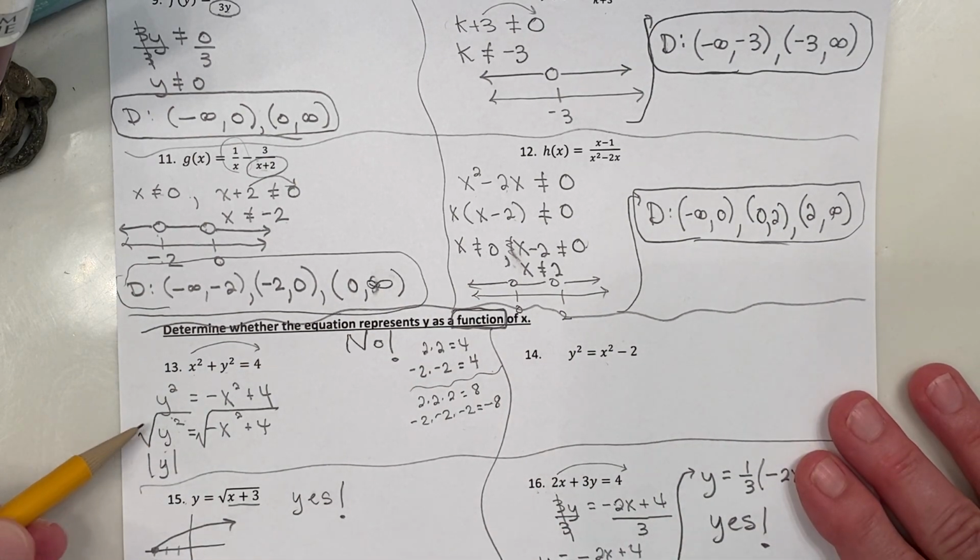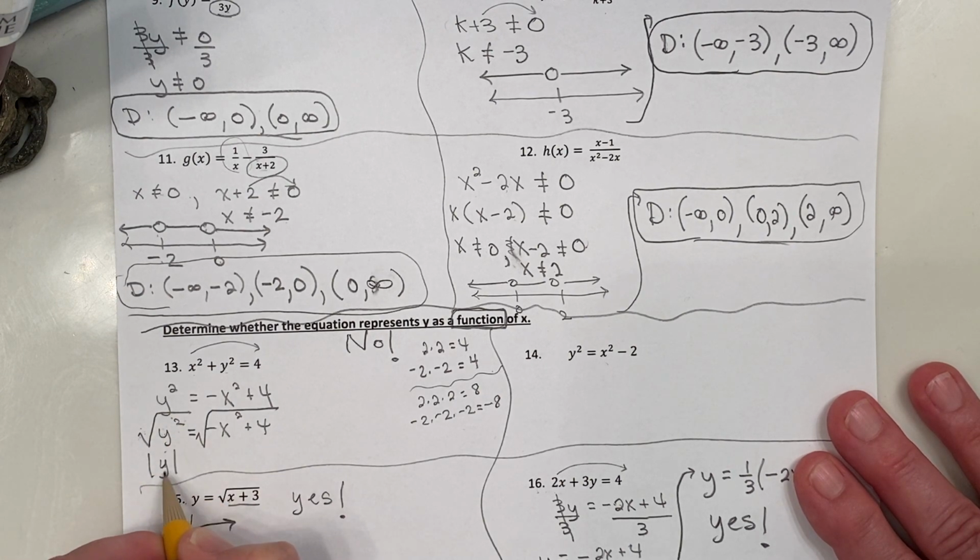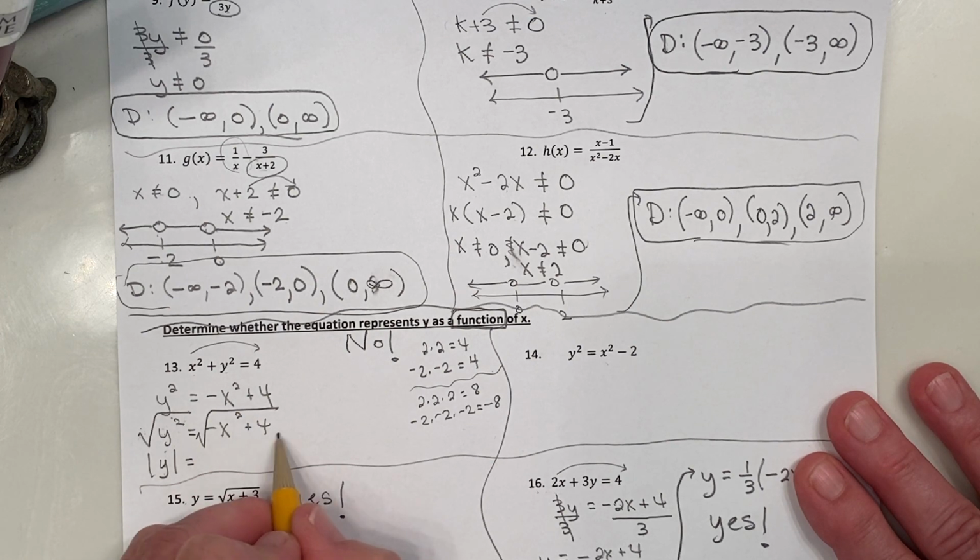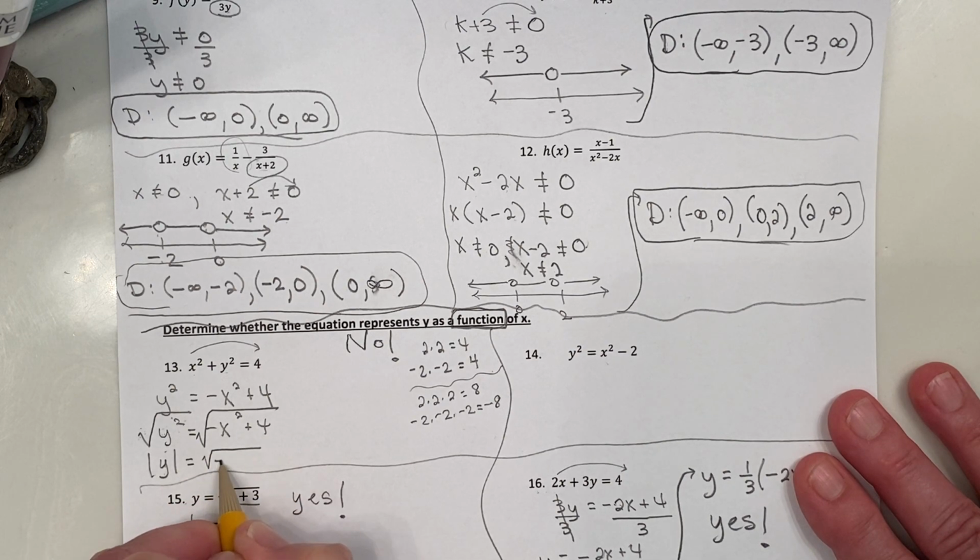So my point is this. When you bring in an even root, whether it's a square root, fourth root, sixth root, you need to bring out y with the absolute value around it. So over here, can I simplify? No, I can only simplify radicals when I'm multiplying. So I still just bring this down.